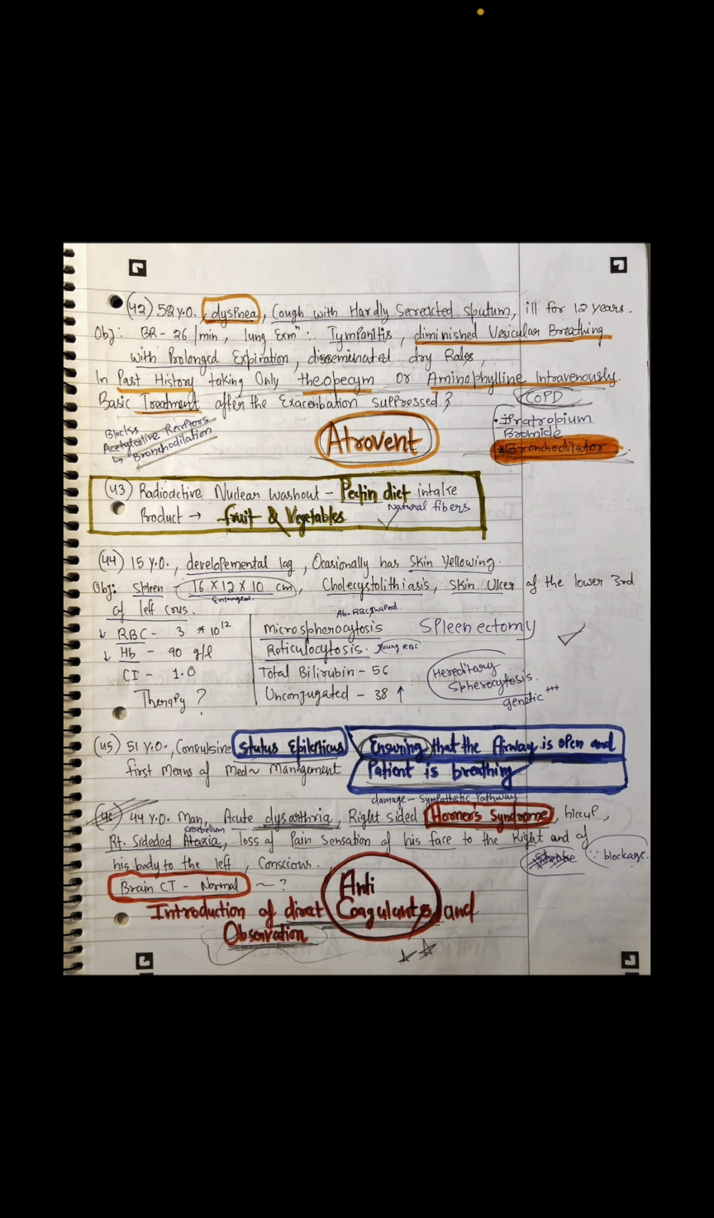So what basic treatment will you provide, sir? We will provide Atrovent to the patient in the cases of COPD, because that's a bronchodilator, and if bronchial dilation is provided to the patient, the breathing rate is going to improve.